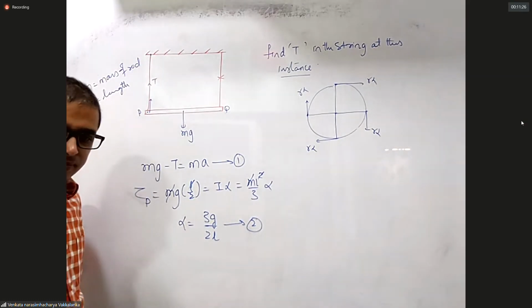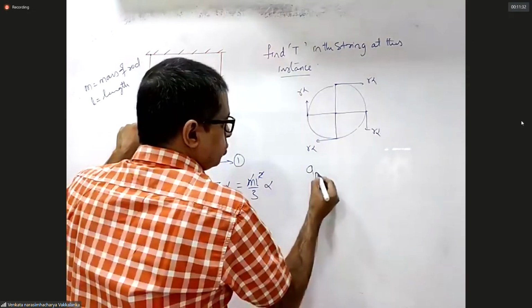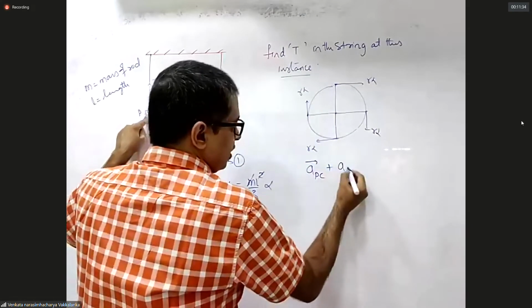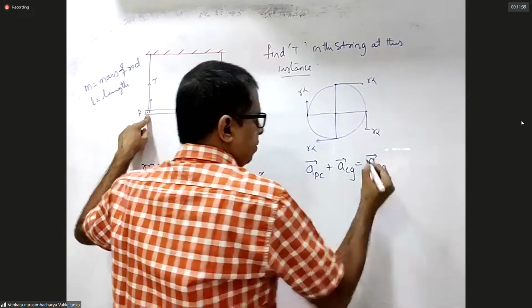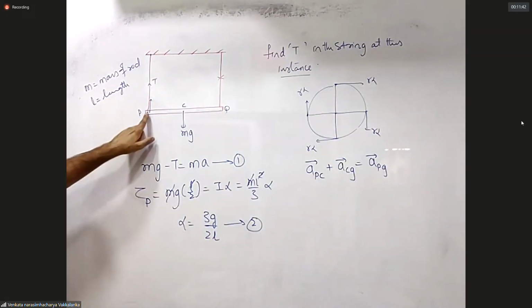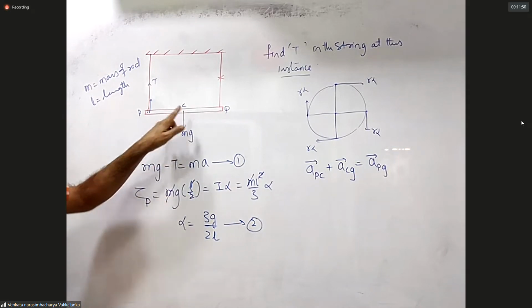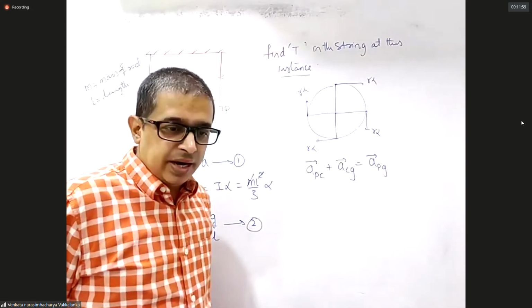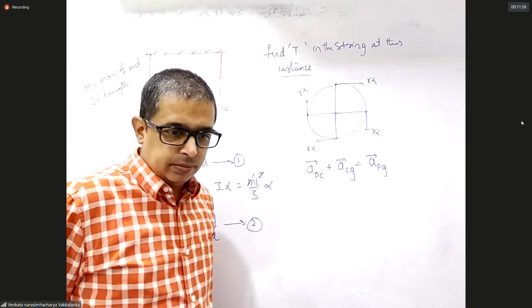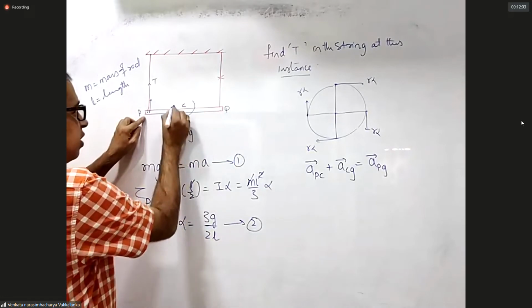So acceleration of point P with respect to center of mass plus acceleration of center of mass with respect to ground is acceleration of point P with respect to ground. Acceleration of point P with respect to center of mass plus acceleration of center of mass with respect to ground is acceleration of point P with respect to ground. We have learned this in relative velocity when we were born. Now, acceleration of alpha is like this.